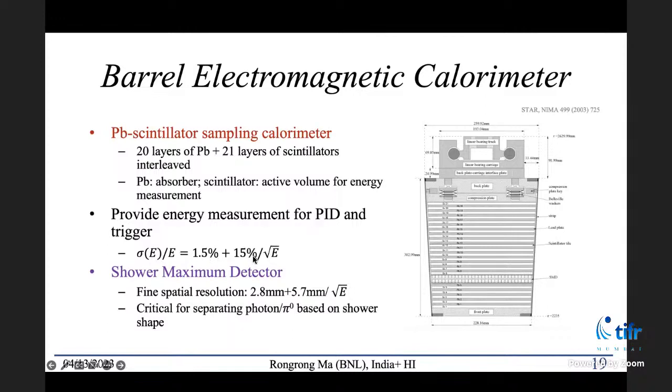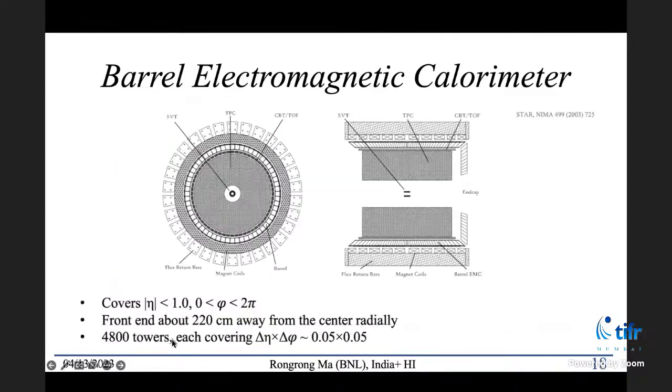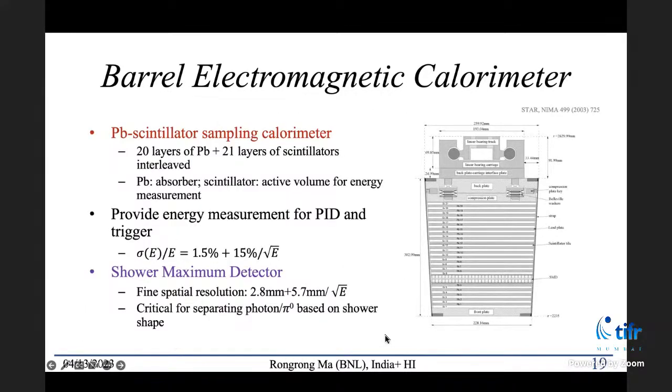Here is the typical, or nominal, resolution for STAR. You can see it's about 15% divided by square root of E, where E is the energy of the particle. At higher energy, the resolution is better. Because, as I said earlier, the tower granularity is coarse, the position resolution is actually quite bad. So we have the so-called shower max detector, which is embedded in these layers of lead and scintillator. This is where the maximum of the shower occurs, and it has a much finer spatial resolution, on the millimeter level.